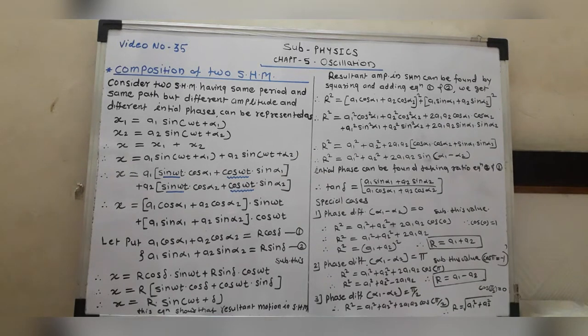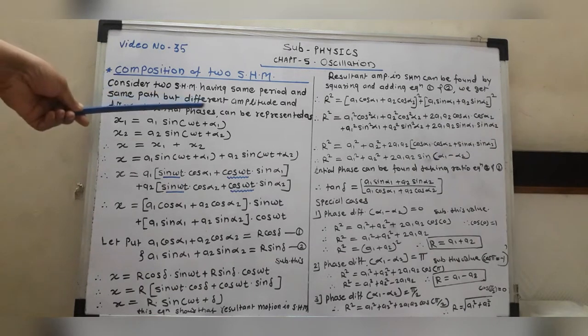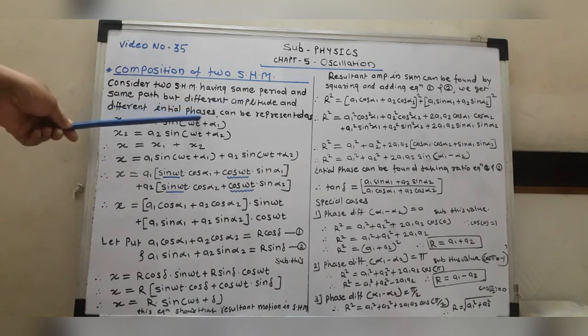Now we have to see here chapter number 5, oscillation, and the next point in that chapter is very important, composition of two SHM. This composition of two SHM we can find out by the analytical treatment, mathematically. We have to consider two SHM having the same period, same path, but different amplitude and different initial phases, which can be represented by the formula for the displacement, x is equal to a sin(omega t plus alpha). Instead of phi, you can use alpha here.